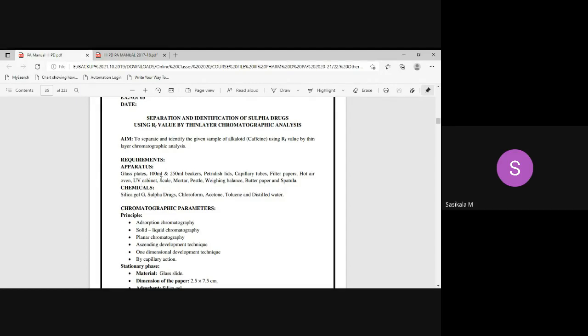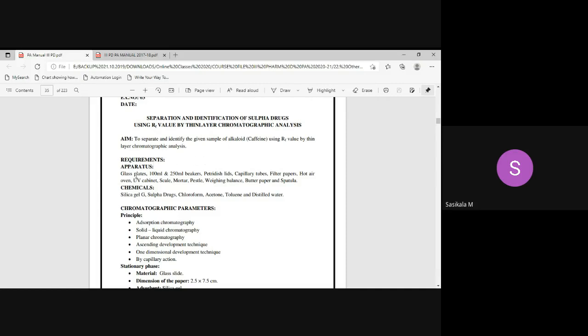And a scale to measure the distance traveled by the solvent and the distance traveled by the sample. Mortar and pestle are used to prepare a slurry of adsorbent, that is, silica gel slurry is prepared using mortar and pestle. Then a weighing balance to measure the weight of the sulfur drug. Then butter paper and spatula for weighing purposes only. So these are all the apparatus required for thin layer chromatographic analysis.